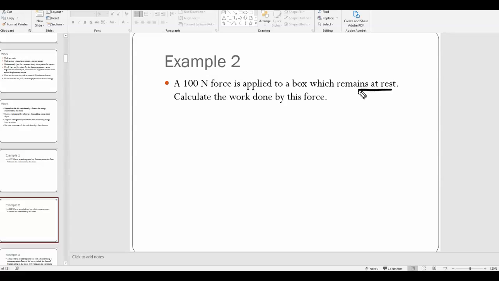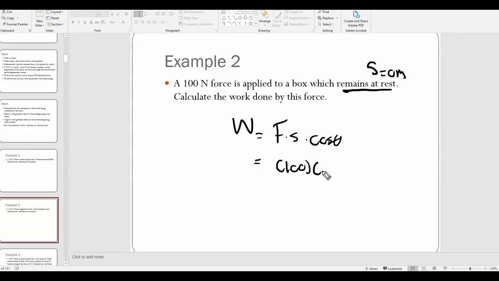Okay, well, if the box remains at rest, that means the displacement of the box is going to be 0 meters. So that means I can tell right away that the work done is going to be 0, because we have 100 times 0, which is immediately 0 because 0 multiplied by anything is 0. Okay, so this force does no work. Again, very basic, simple calculation question.